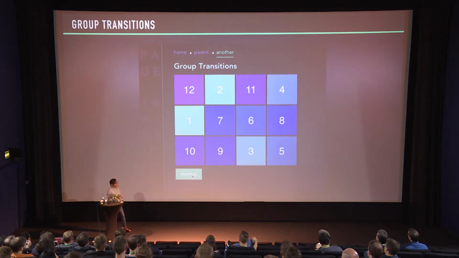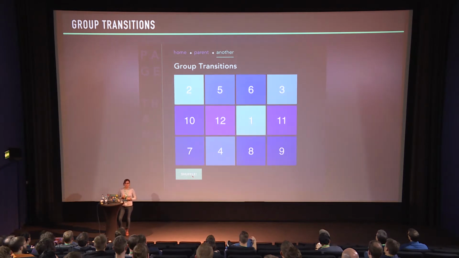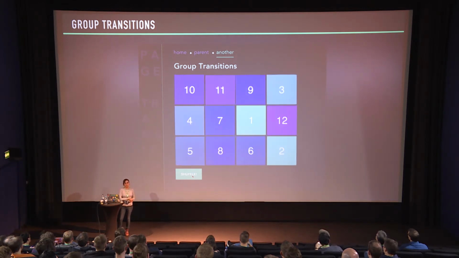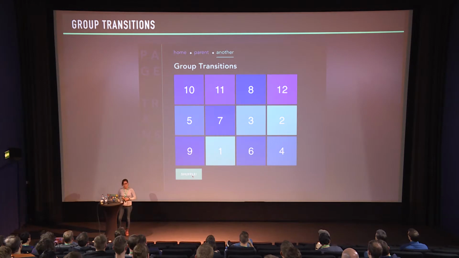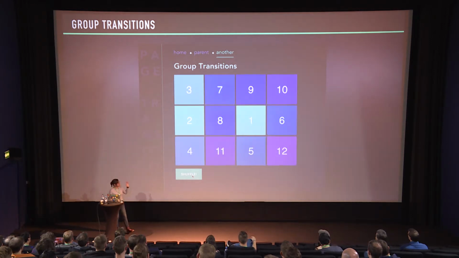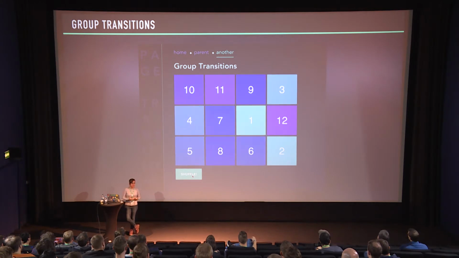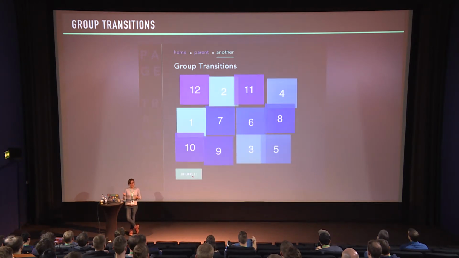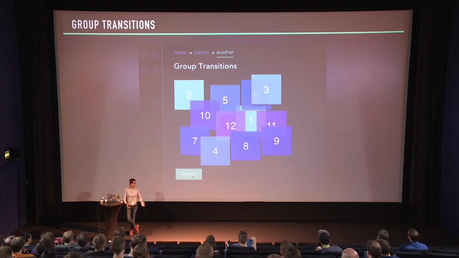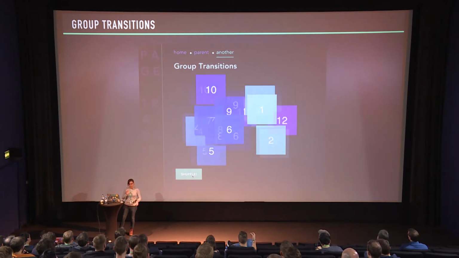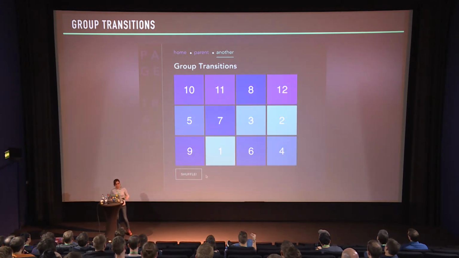In the same way that we have the transition tags for elements that are being inserted or removed from the DOM, we actually have this special tag for group transitions, which is basically when you want to reorder items on a list, or when you want to insert new items on that list, or remove items from that list. It's basically the same concept, but it works a bit differently.